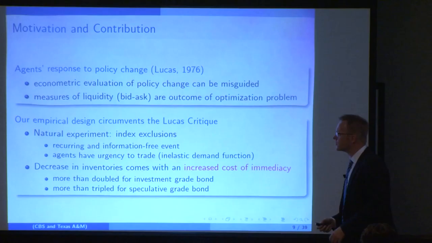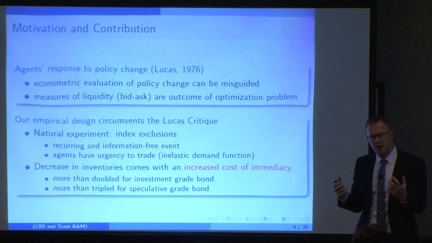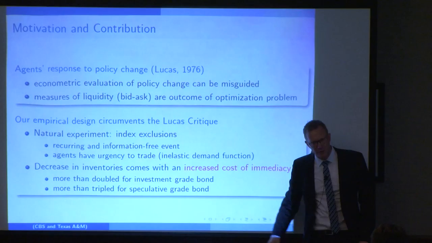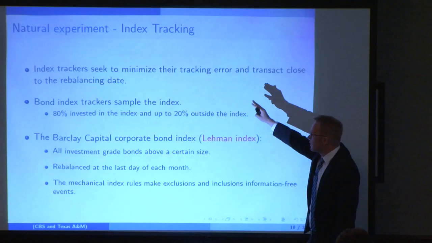And that is by looking at index exclusions in corporate bonds. And these are purely mechanical, so there's no information up here. And we have these index trackers seeking to minimize their tracking error. So they are extremely inelastic to prices up here. And what we show is that this cost of immediacy has more than doubled for investment grade bonds and tripled for spec grade bonds. More generally, this is a comment on essentially all OTC markets where you are dependent upon the dealer's inventory. So this tracking error stuff up here, we have these index trackers and they seek to minimize their tracking error.